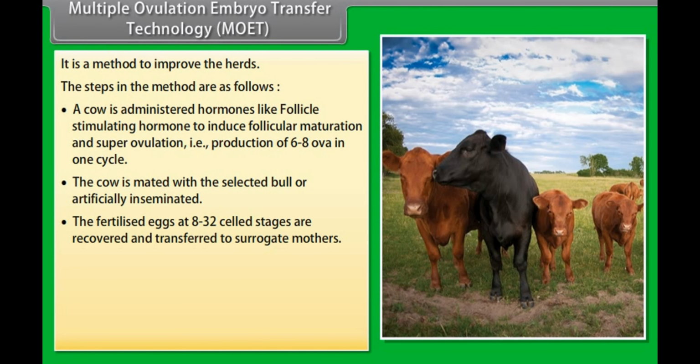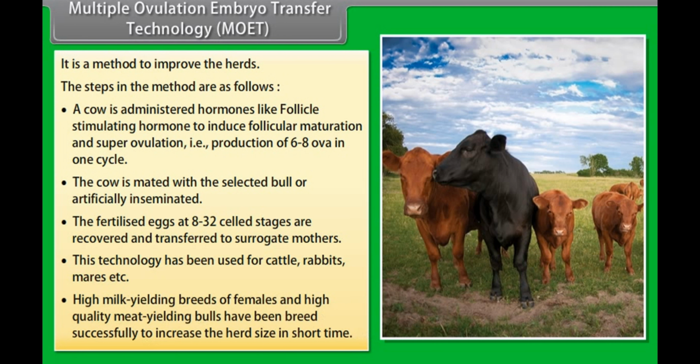The fertilized eggs at 8 to 32 celled stages are recovered and transferred to surrogate mothers. This technology has been used for cattle, rabbits, mares, etc. High milk-yielding breeds of females and high-quality meat-yielding bulls have been bred successfully to increase the herd size in a short time.